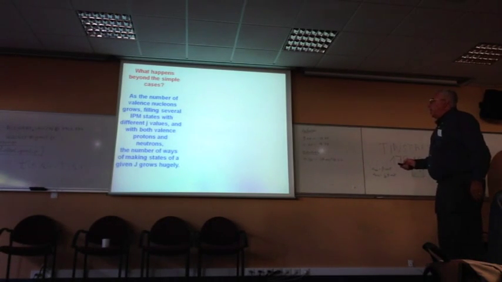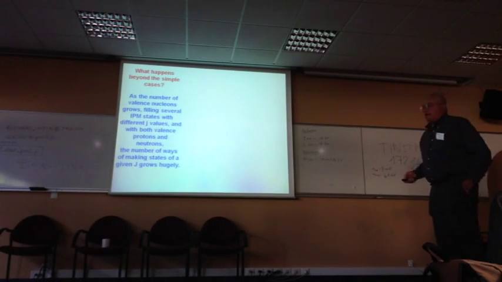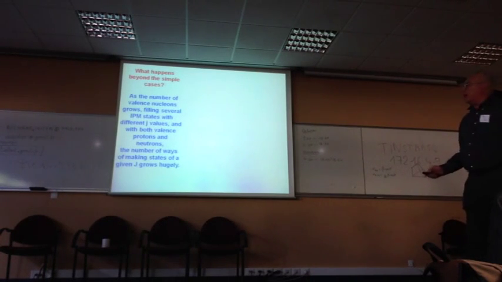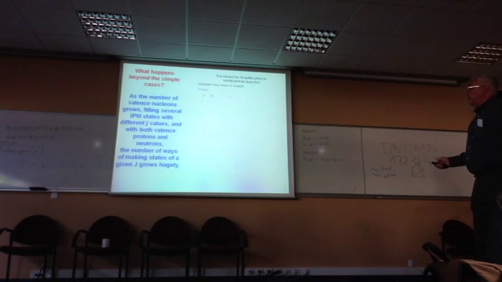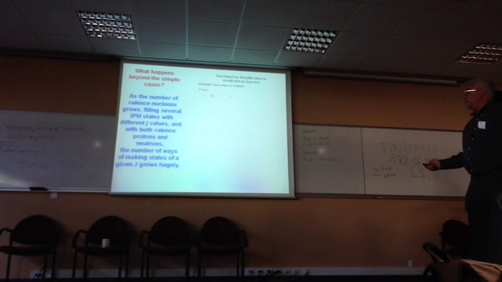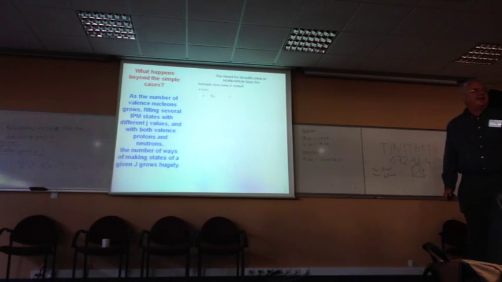Okay, so as you increase the number of valence nucleons, the number of ways of making a given state grows very rapidly. And I want to go through a couple of cases. Let's consider 2 particles in a D5 halves orbit. How many ways can you make a 2 plus state? Don't be influenced by the answer. There's one way, right? They can couple to 0, 2, or 4.